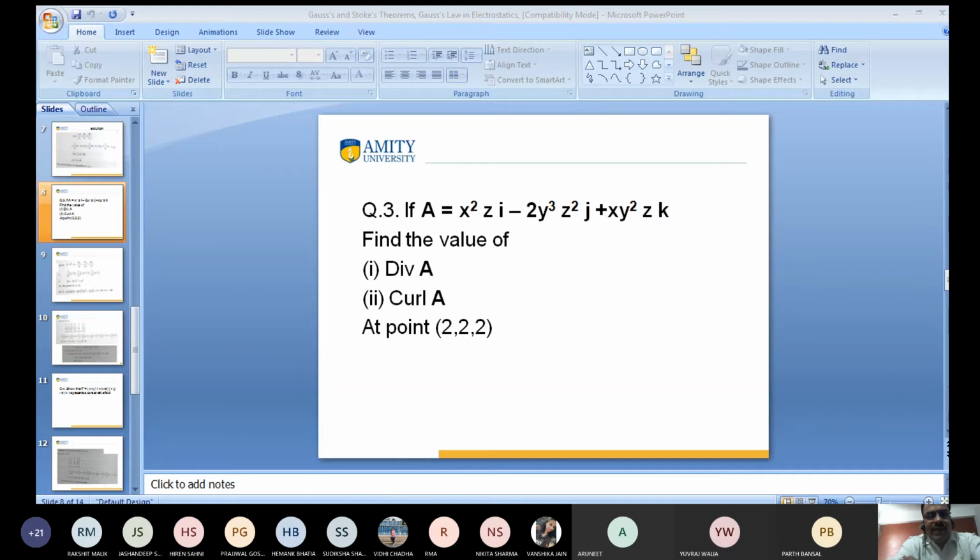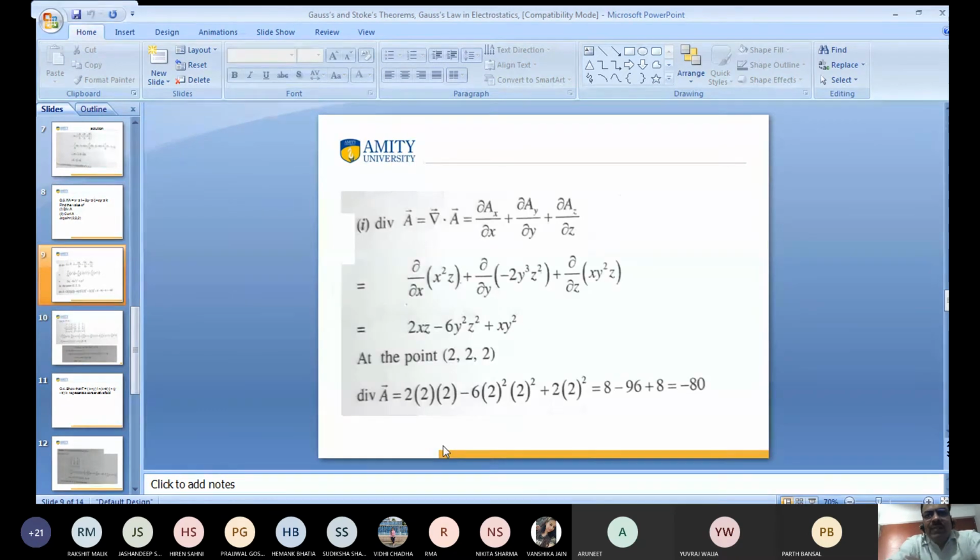Yes, anyone, do you get the answer? Divergence, the value of divergence. I tell you the answer of divergence of A. Divergence of A is minus 80. Do you get this value? Anyone get this value? Divergence of A means, have you seen on the slide? Hello, my dear friend.